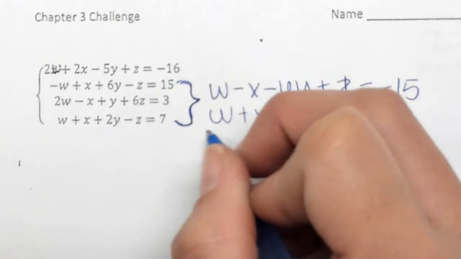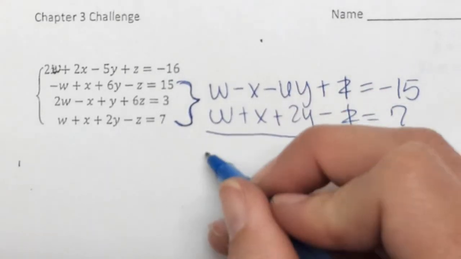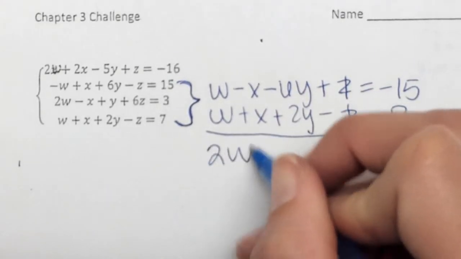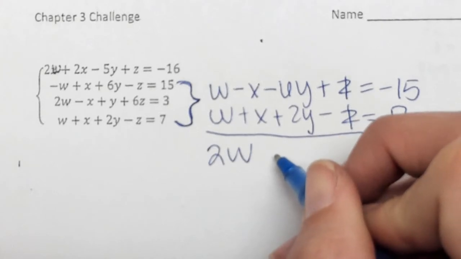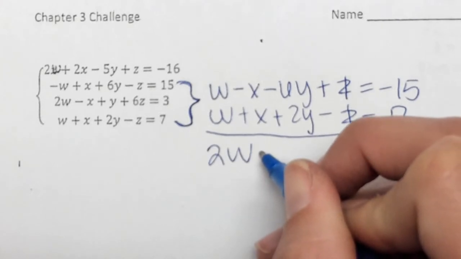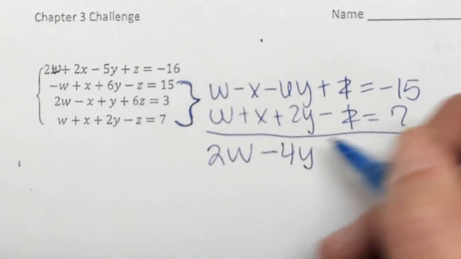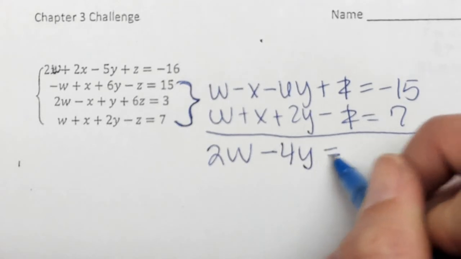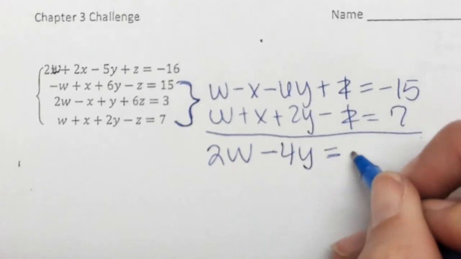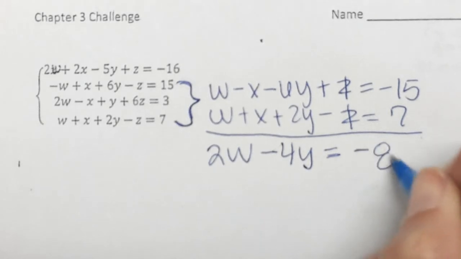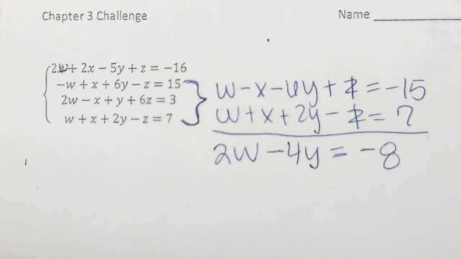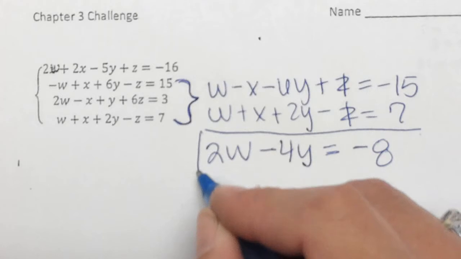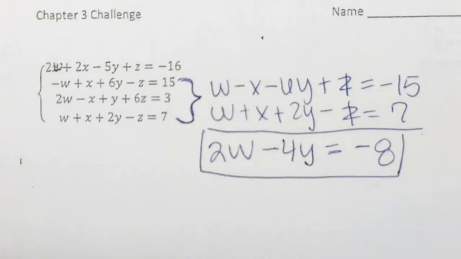Alright, Caleb, tell me what I'll get when I add these together. Okay. -4y equals -8. Everybody agree? Box that one in. This one's kind of weird. It usually doesn't cancel out 2 variables like that.